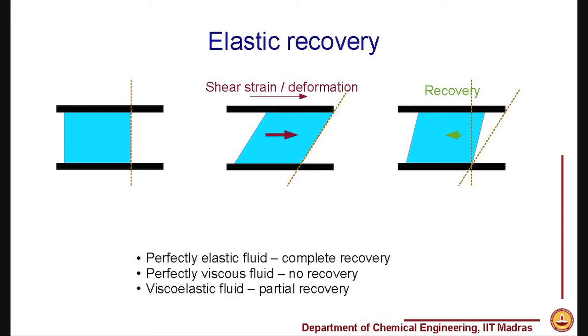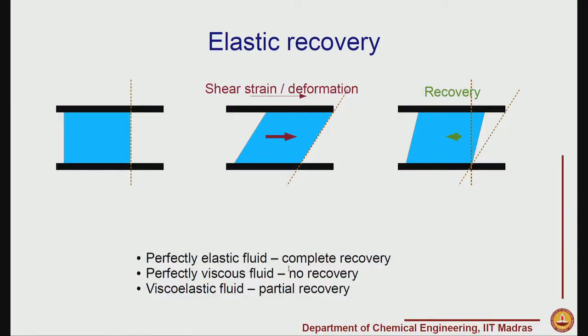So, a perfectly elastic material will have a complete recovery, while a perfectly viscous fluid will have no recovery, and a viscoelastic fluid, which is what we are going to study in this course, will always have partial recovery. And again, this recovery is associated with the stretching and unstretching or orientation, and going back to random configuration, of macromolecules at the microscopic scale.